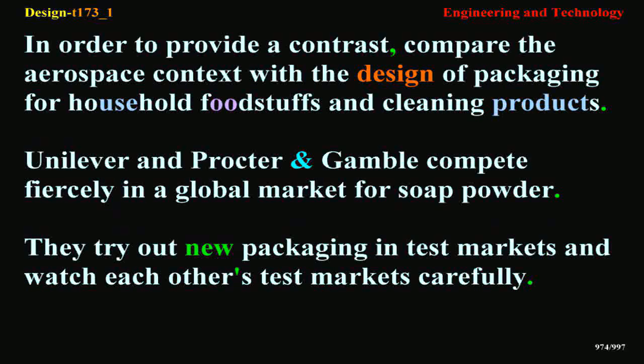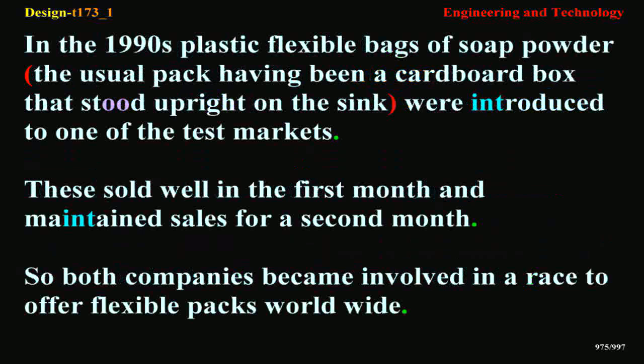Unilever and Procter & Gamble compete fiercely in a global market for soap powder. They try out new packaging in test markets and watch each other's test markets carefully. In the 1990s, plastic flexible bags of soap powder, the usual pack having been a cardboard box that stood upright on the sink, were introduced to one of the test markets.